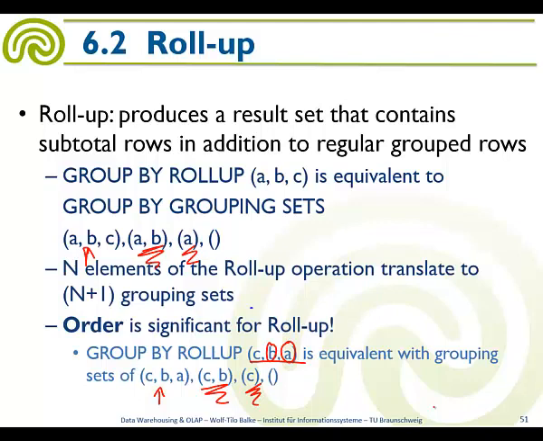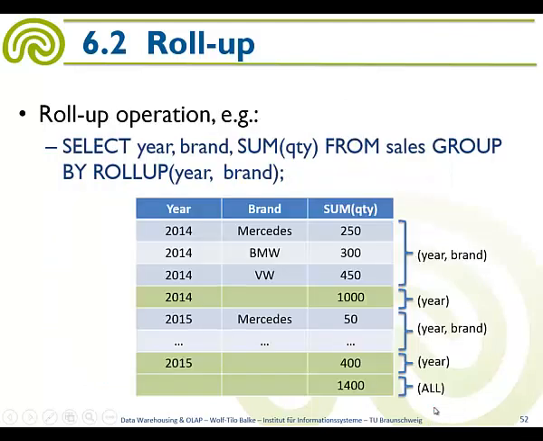So you see, order is significant for roll-ups, but basically it just computes all the different grouping sets along these dimensions. How does it work? Well, let's do a sample roll-up operation. So I have the year and brand and the sum of the quantity, how many cars I sold, for example, right? And now I want to do a roll-up by year and brand.